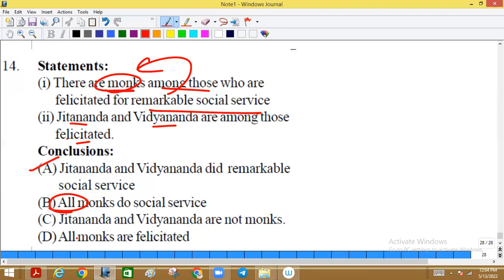Obviously, they are monks. All monks are felicitated. No, why all monks are felicitated? Okay. Nobody will get a reward. Reward will be given based upon your action. Okay, so option A is the answer.